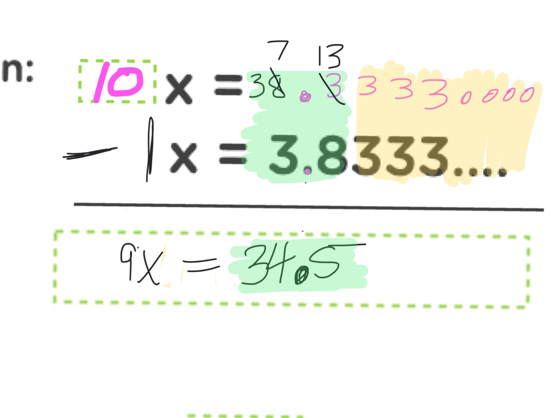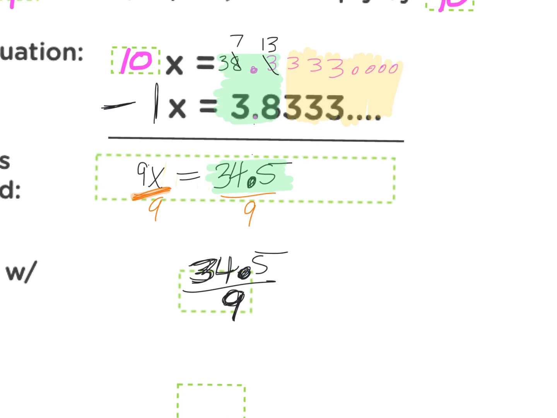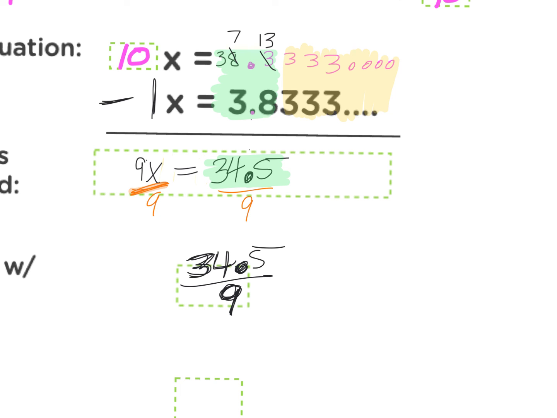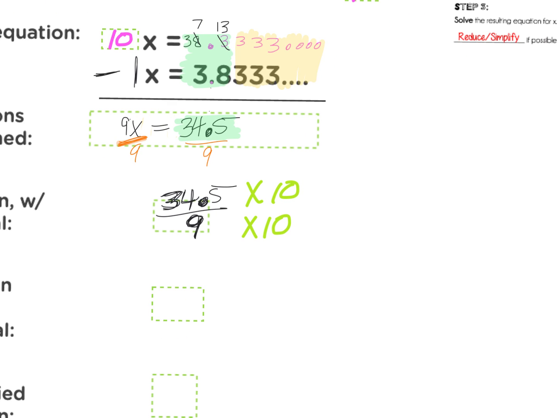So after this step, we know what to do, right? We're going to divide both sides by 9, which will give us our fraction of 34.5 over 9. But we know that we can't leave a simplified fraction with that decimal in it. So we're going to multiply the numerator and the denominator by 10. So that gets us 345 over 90.